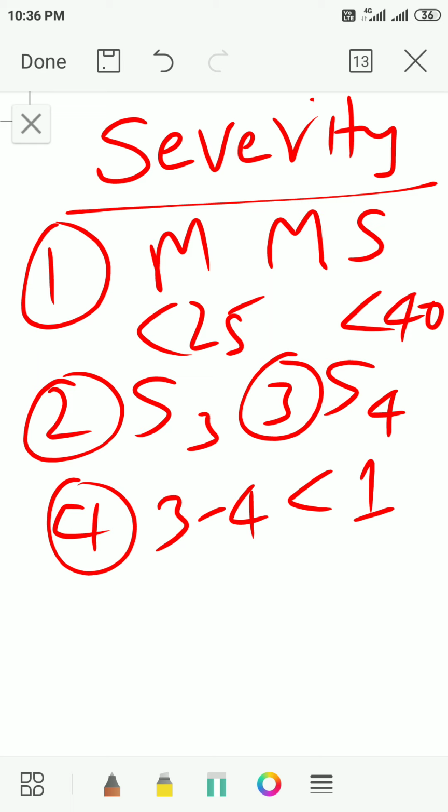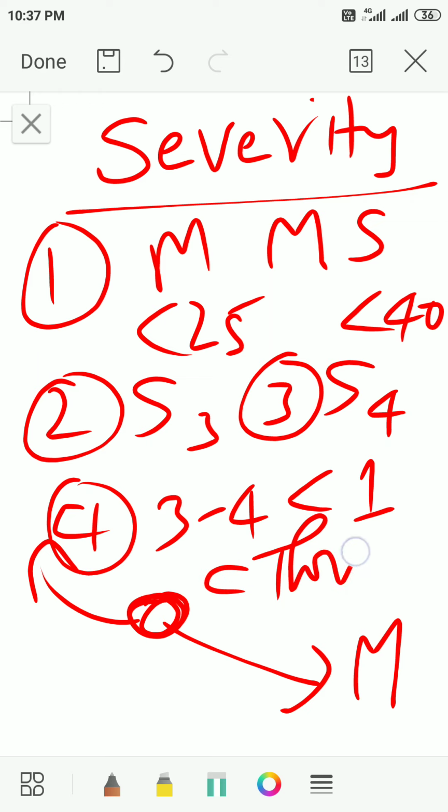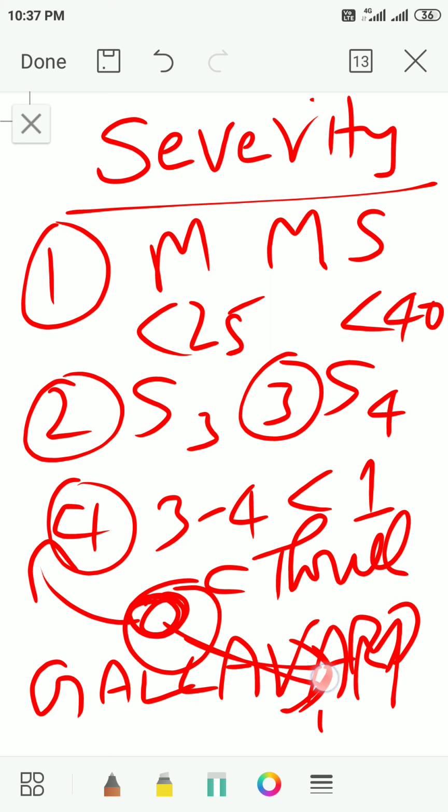This murmur which is heard in the aortic area can radiate to your mitral area also. We know this murmur can radiate to the carotid, and a thrill can be felt in the carotid, which is called carotid thrill. The same murmur can be heard in the mitral area also. This is called Gallavardin phenomenon. G-A-L-L-A-V-A-R-D-I-N, Gallavardin phenomenon.